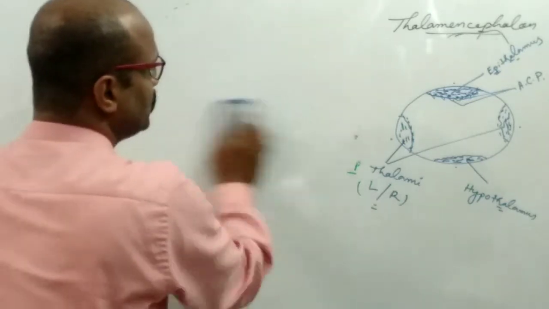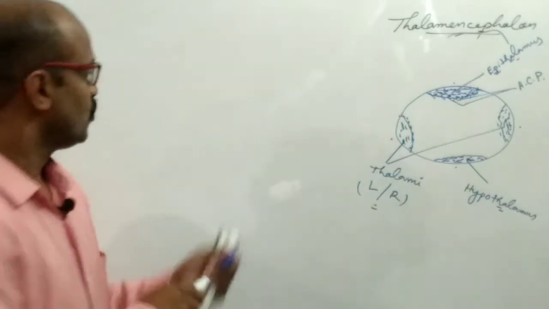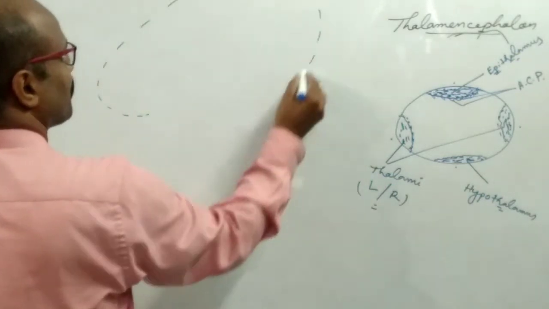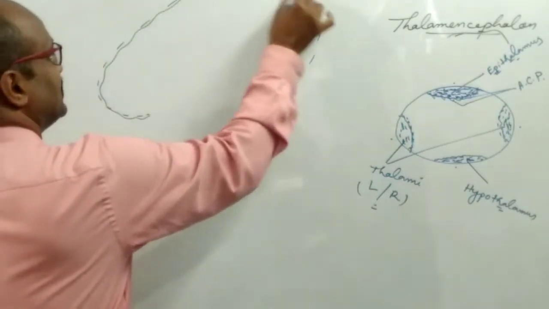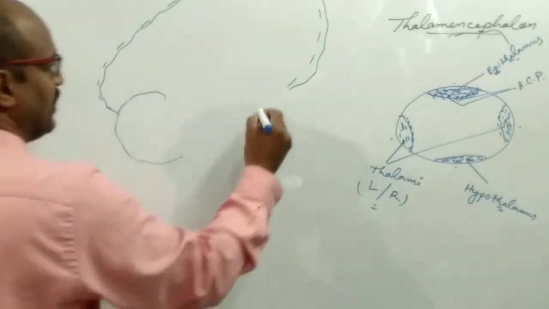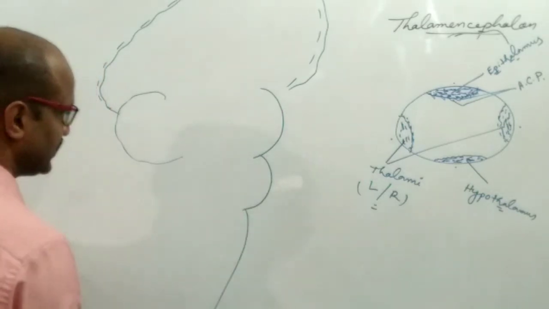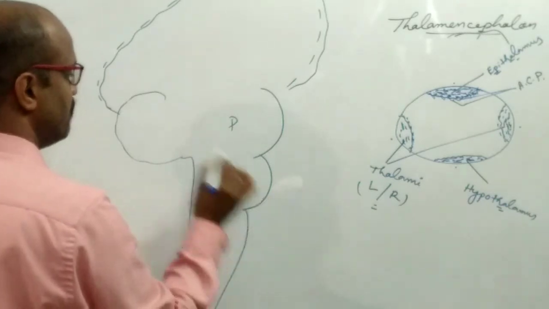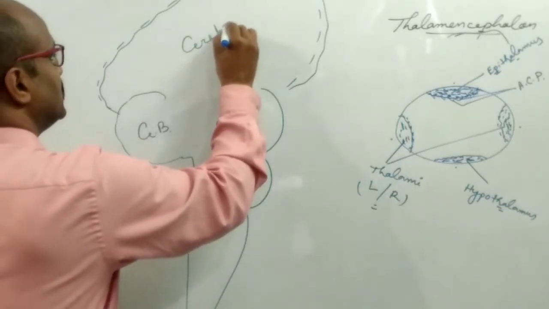So what is the arrangement of these epithalamus, thalamus and hypothalamus? Let me draw another figure. So this is the cerebrum, this is the cerebellum, pons, medulla and the spinal cord.